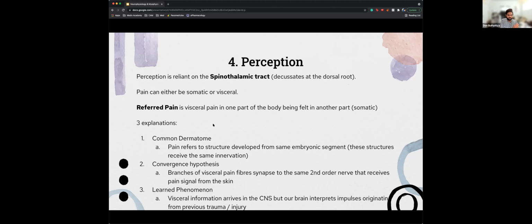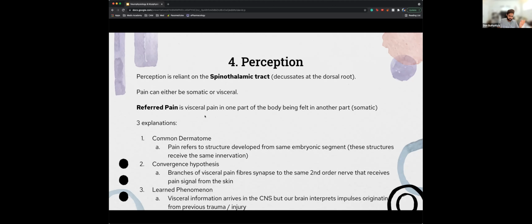I'll get to that question at the end. But yeah, so pain can either be visceral or somatic. Somatic will be like a pain in your thumb, for example, whereas visceral will be a deeper pain with the organs. And usually it's this visceral pain that is then referred to the somatic areas.